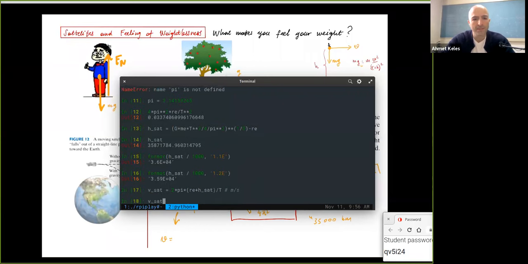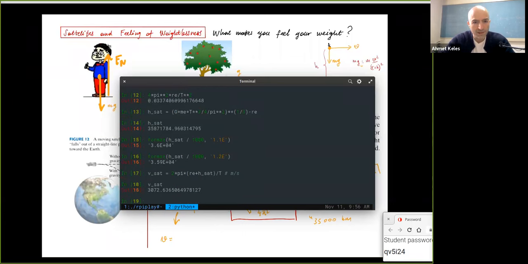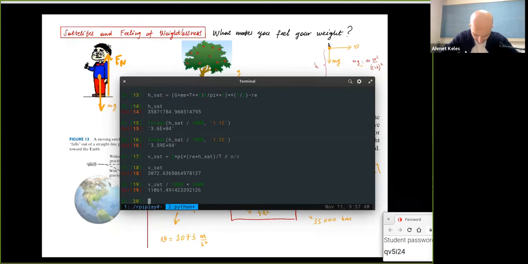So if you look at that, that's some crazy number, 3073 meters per second. If you want to calculate this in terms of kilometers per hour, let's do that too. So this is meters per second. So now it is kilometers, and now it is 3600 per hour. It's like 11,000, right? 11,061 kilometers per hour. That's an extreme speed.